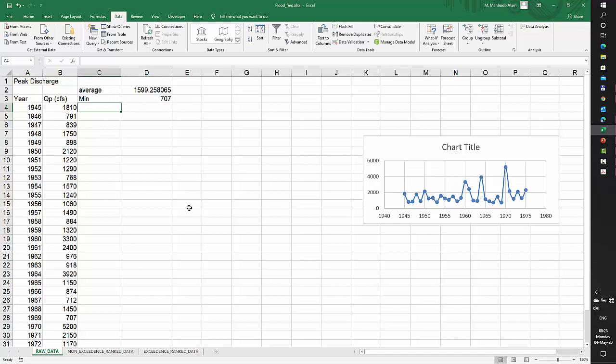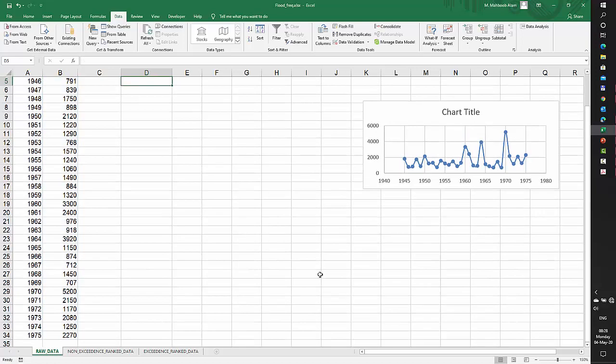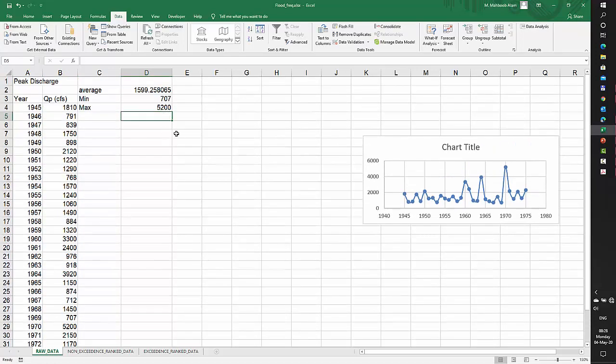But when you have 20-30 years of daily data, then obviously it is difficult to do it by just observing, so you have to use these small helpful functions. Also, we need to look at the maximum value that is here in these numbers, which seems to be some 5,200. So 5,200 cubic feet per second is the maximum value in this time series.